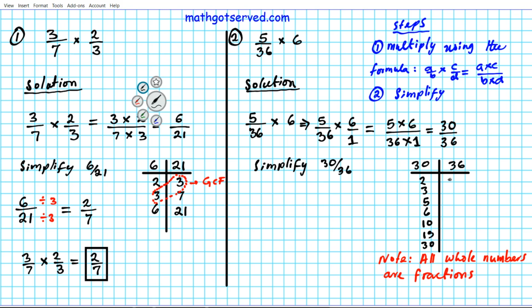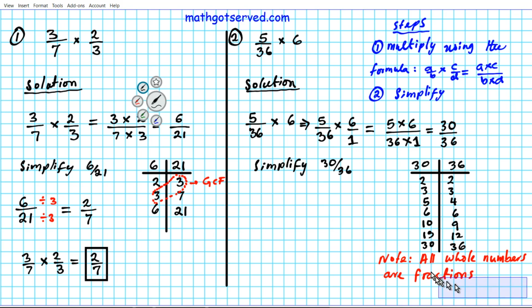What are the factors of 36? The numbers that go into 36 evenly. 2, 3, 4 goes. 5 no. 6. 7, 8, 9. 9 absolutely. 10, 11, 12. And then 36. Bam. Okay, so there goes all the factors of the two numbers.